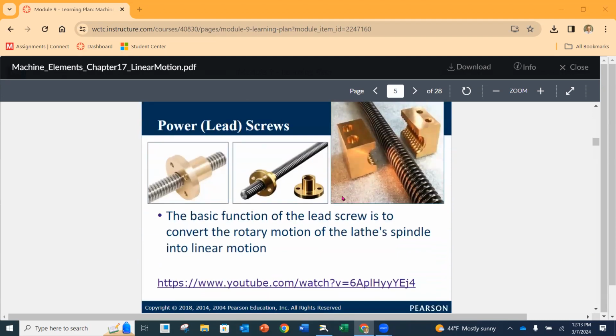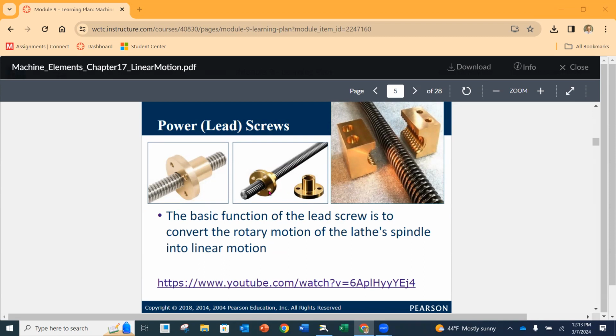So getting into the chapter here, looking at power or lead screws. The basic function of a lead screw is to convert rotational motion to linear motion. Now it says here of a lathe spindle. That's a very common place where lead screws are used because a lathe, as you know, runs horizontally in and out with its travel. Okay. And a lead screw is actually what that lathe is going to run on.